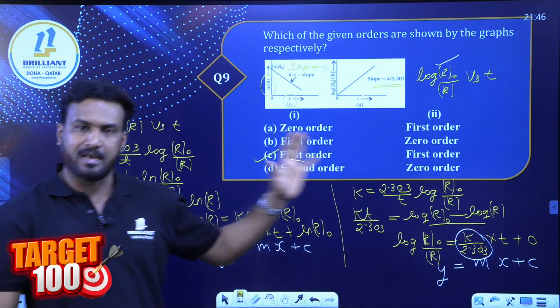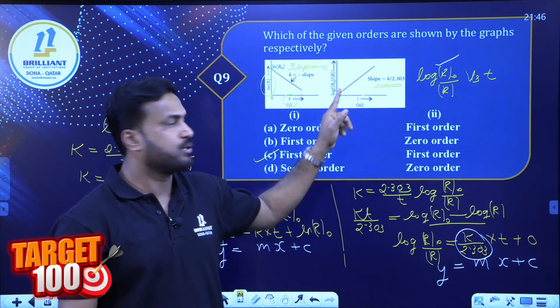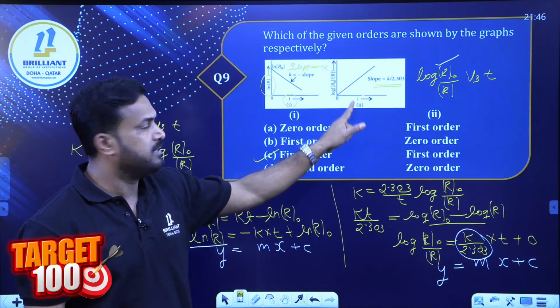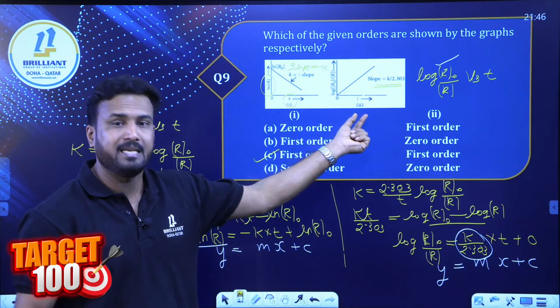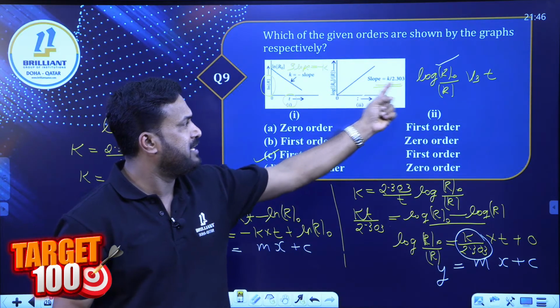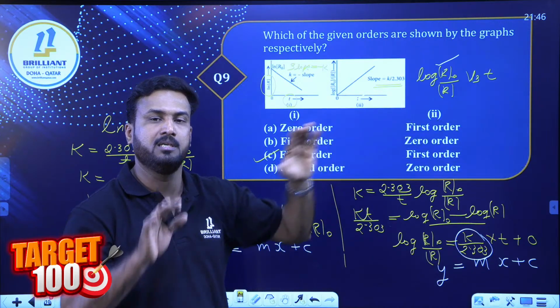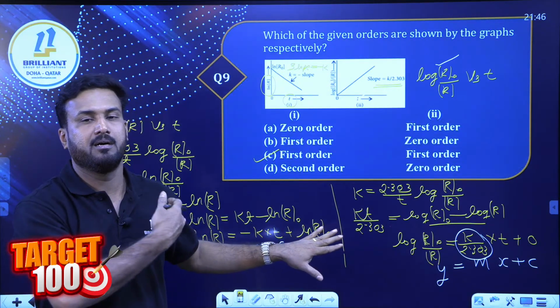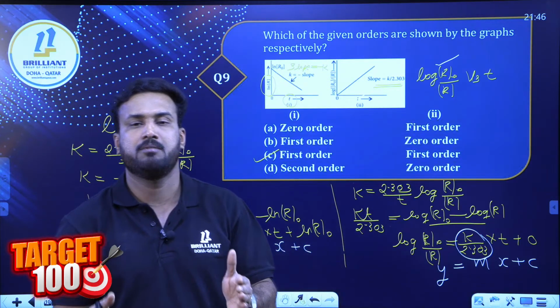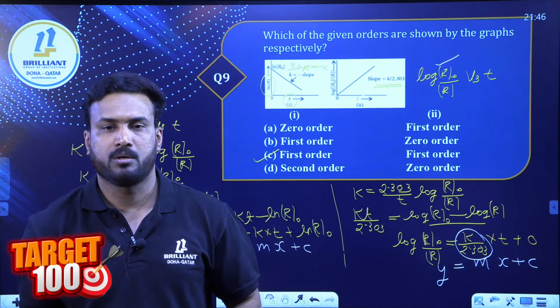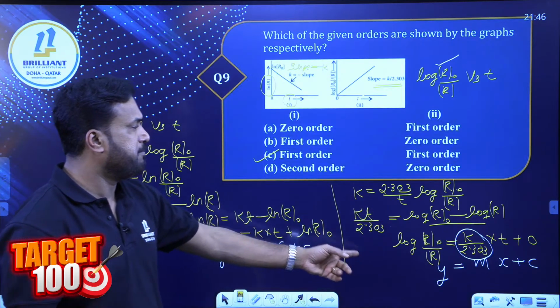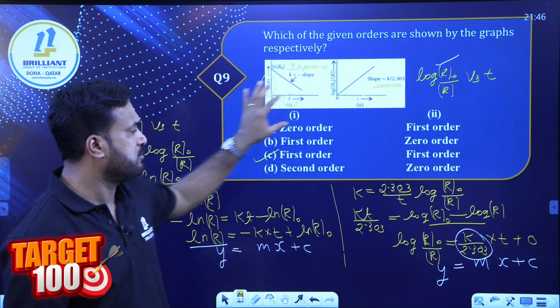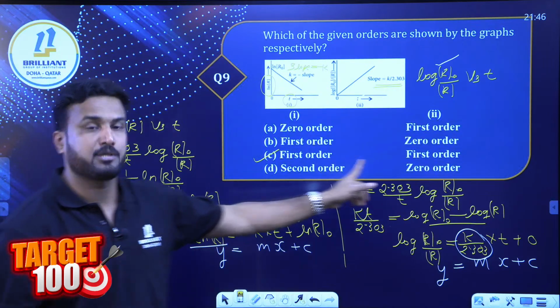While seeing the graph itself, you will get the idea, because whenever log R0 divided by R is plotted against T, keep in mind slope equal to K divided by 2.03, which means it's first order. So this one I explained to get the logical idea based on the first order equation. Based on the first order equation, we proved that this one is first order as well as this one is first order. So the correct option is C only.